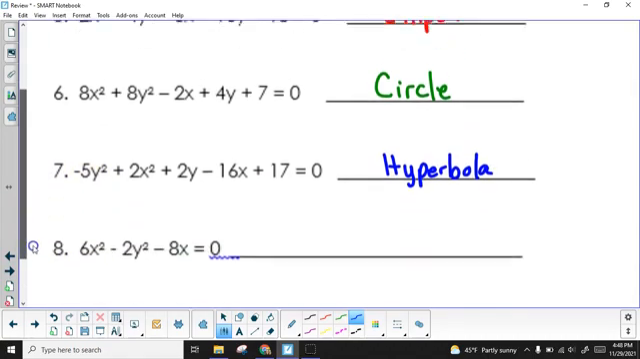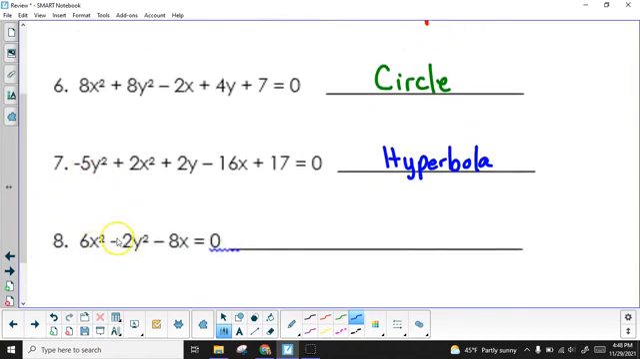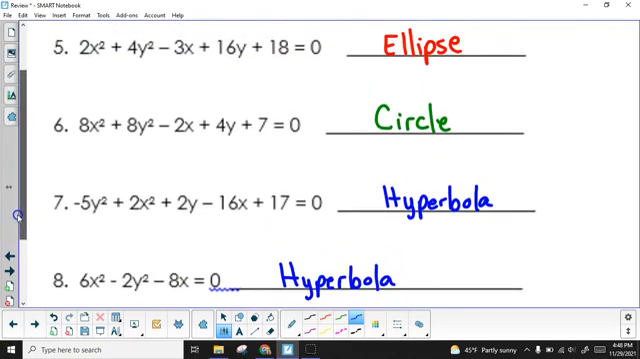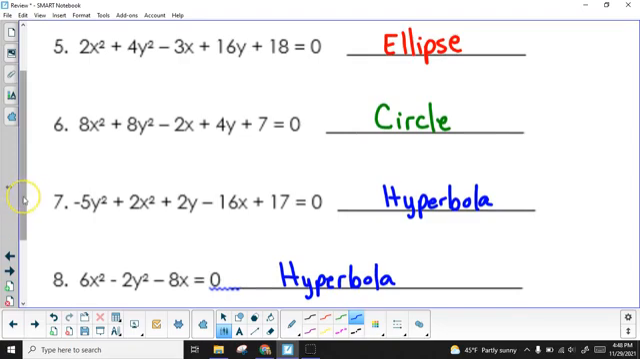And for number 8, we have an x squared and a y squared, but again, they are different signs, which makes this a hyperbola. For these problems, you really shouldn't be doing any math. These should be just recognition based on the squared terms and their signs and their coefficients. And that's page 1. Good luck.